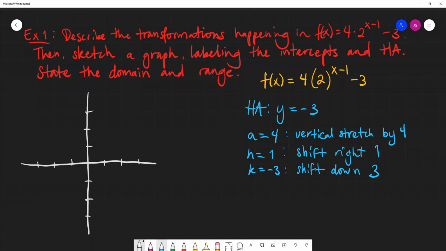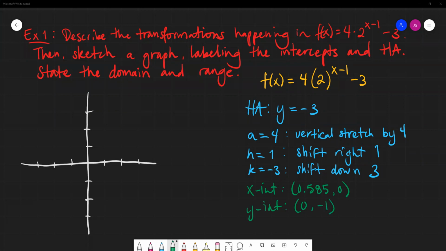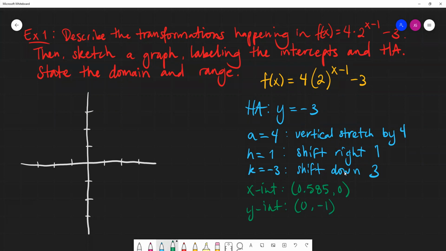I'm going to write down my intercepts before I forget them. My x-intercept was 0.585 comma 0, and my y-intercept was 0 comma negative 1. I believe that, yes, is true. Okay. So I'm going to start by putting those down. So 0 comma negative 1. My tick marks are in scale of ones. Okay, and then another intercept about halfway between 0 and 1, so like right here.